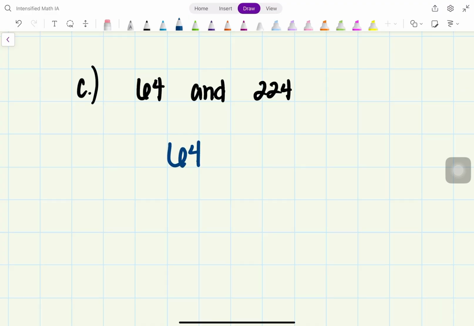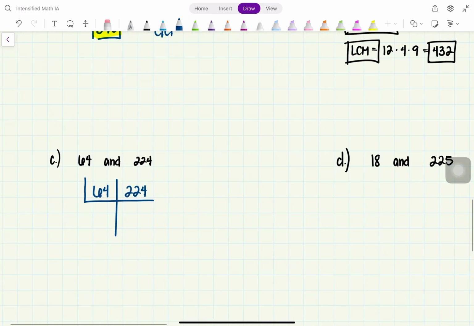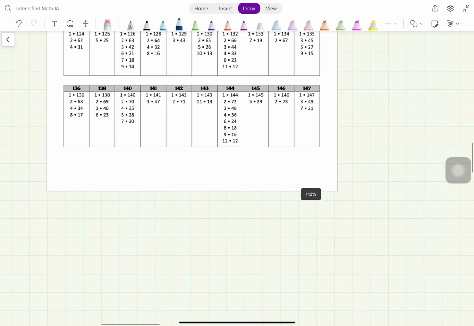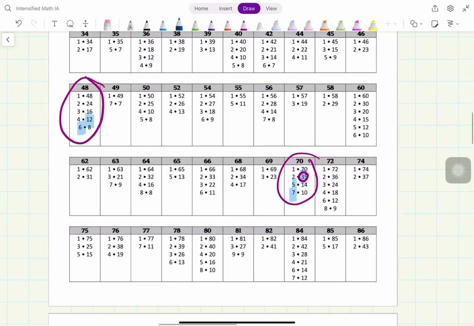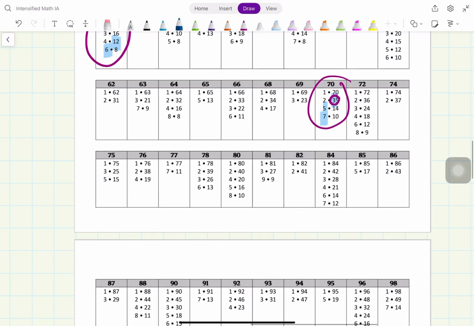64 and 224. Now, if you guys take a look at the chart in this case, guys, the chart actually doesn't go all the way to 224, right? Chart actually goes all the way to 147. But I am going to be taking a look at 64. So I want to go ahead and check can any of these numbers divide into 224?